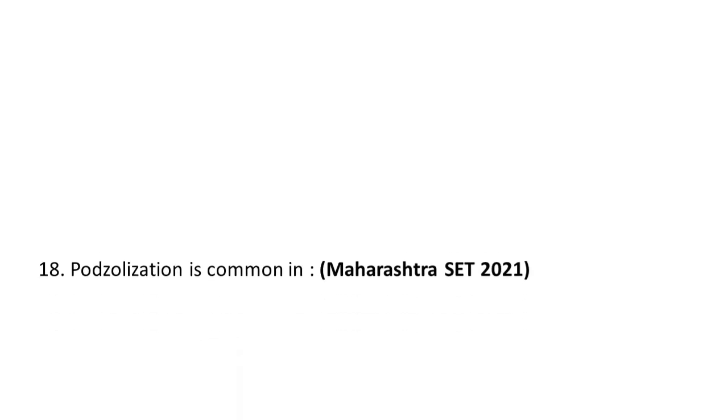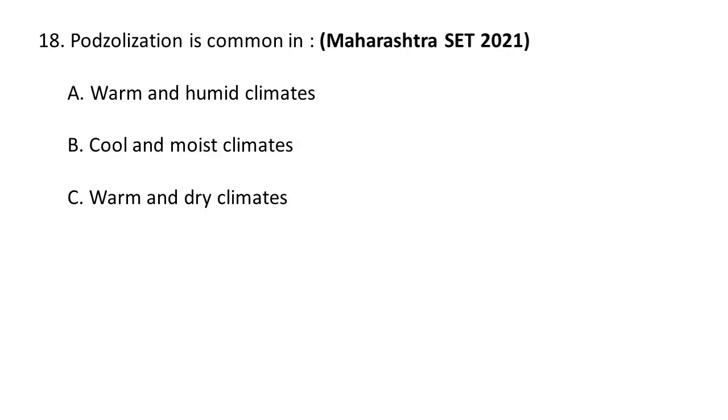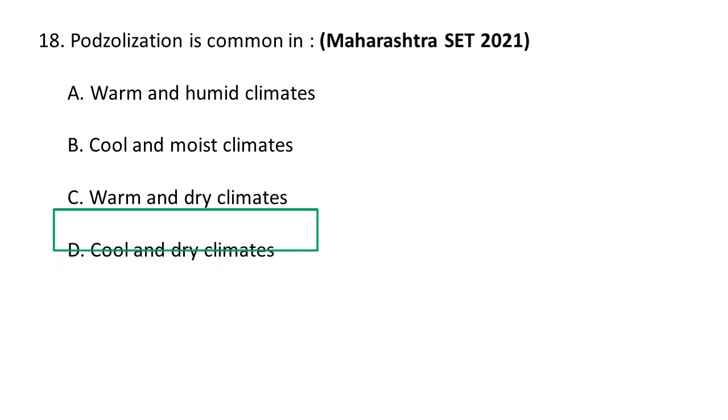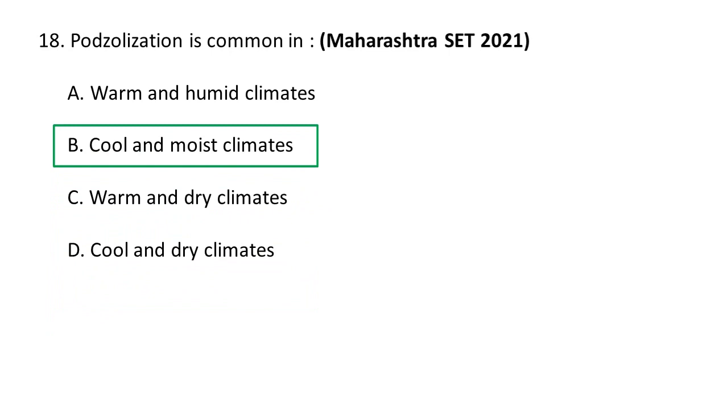Next question. Podzolization is common in A. warm and humid climate, B. cool and moist climate, C. warm and dry climates, D. cool and dry climates. So podzolization is common in cool and moist climates. This is a common process in cool and humid climates, especially in coniferous or boreal forests. It is also common in medium to dark soils with poor parent material, which are rich in quartz.